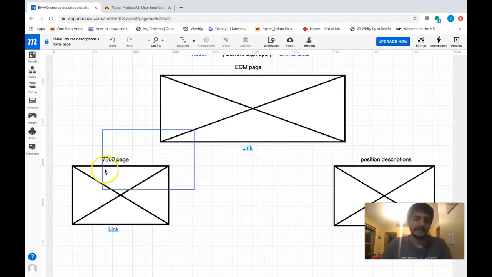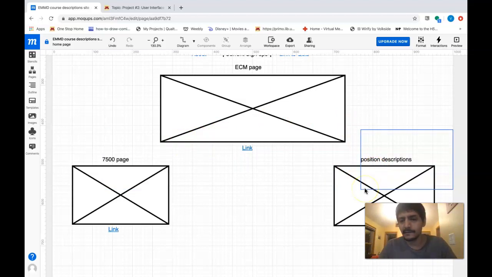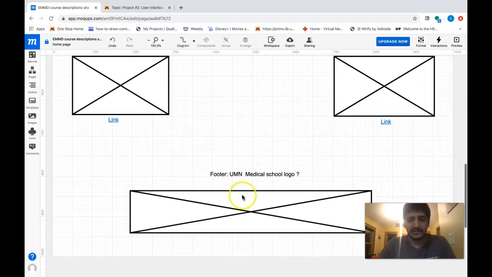Down here will be the EMMD 7500 page. Also a 4-week emergency medicine rotation for third and fourth year students. So a little bit more will be expected of them. And then here on the right is going to be the position descriptions. And that's the descriptions of each specific instructor role and the non-instructor role. Down here will just be a footer.